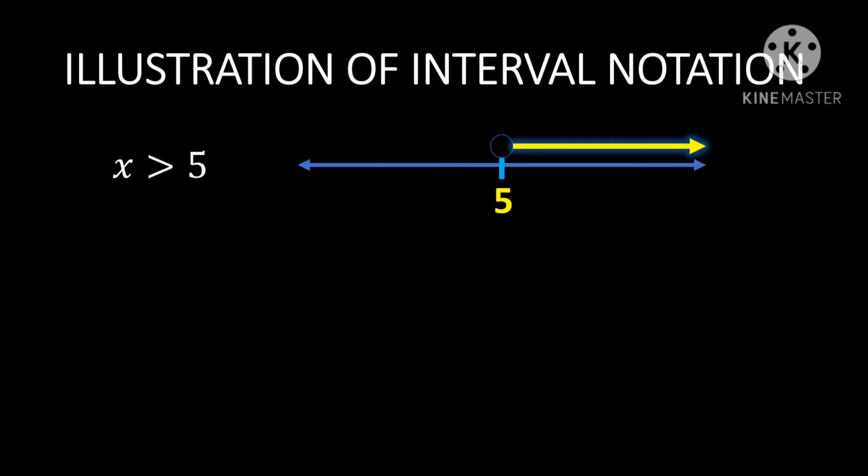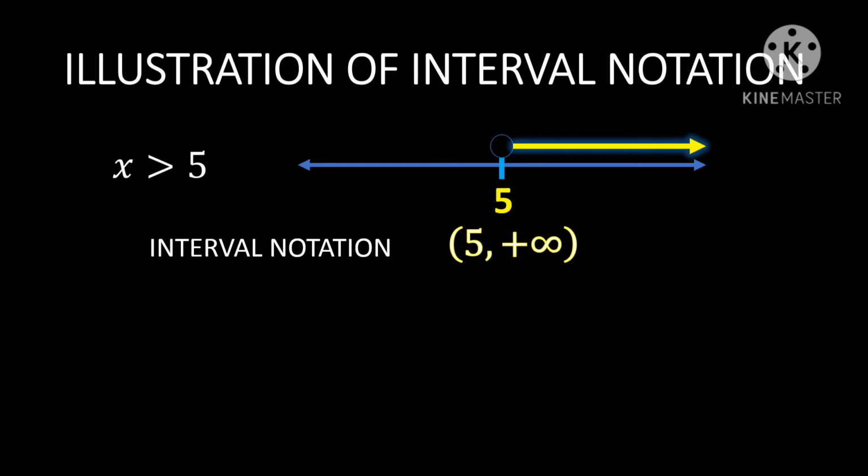So if we want to write x is greater than 5 in interval notation, we have parentheses, 5. We use parentheses because 5 is not included, comma, positive infinity. Yung infinity is not a number, that's a description of numbers going to the right, because we don't know the greatest number. So we just describe that as positive infinity. So that is how we write x is greater than 5 in interval notation.